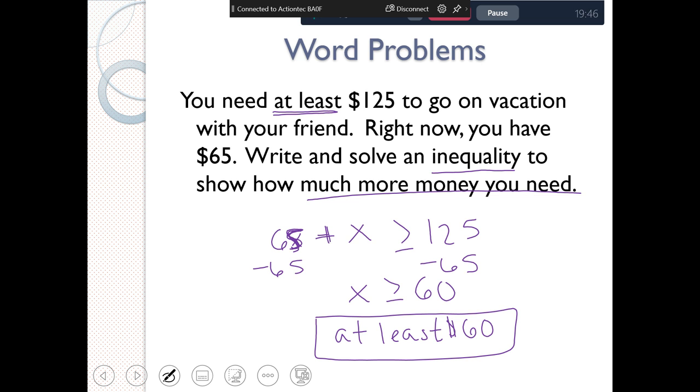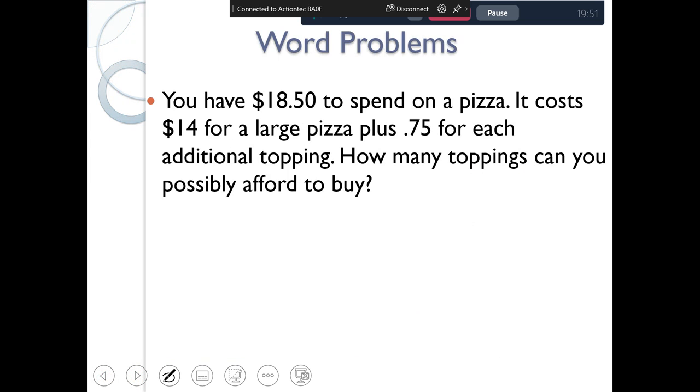All right, I'm going to erase. You have $18.50 to spend on a pizza. It costs $14 for a large pizza plus 75 cents for each additional topping. How many toppings can you possibly afford to buy on the pizza? Okay, so the most amount of money that I can spend is $18.50. So my inequality needs to be less than or equal to $18.50. Do I need to spend all $18.50? No, that's the maximum amount that I can spend.